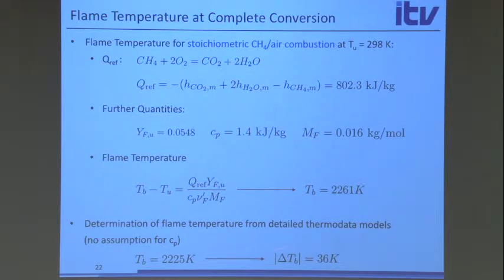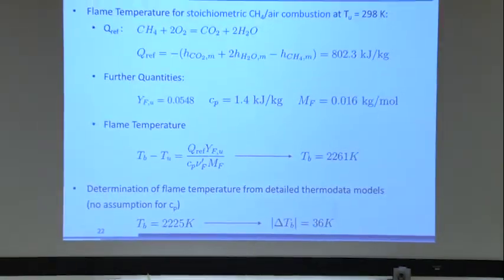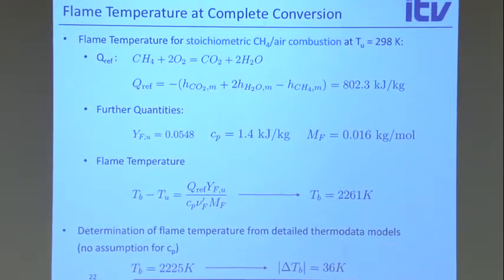And the real value is more, if you do everything as accurately as possible, you end up with something like 2,225 Kelvin. That's a good number to remember. Stoichiometric methane air combustion, adiabatic complete conversion gives you about 2,222 Kelvin. Okay, easy to remember. And you see that this simple way of doing this is actually quite accurate.